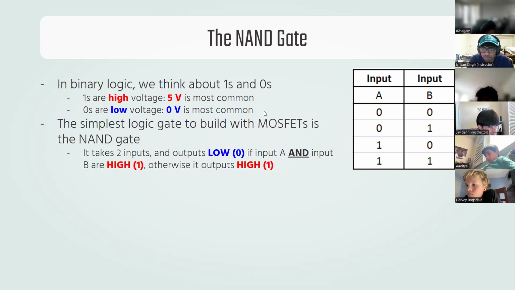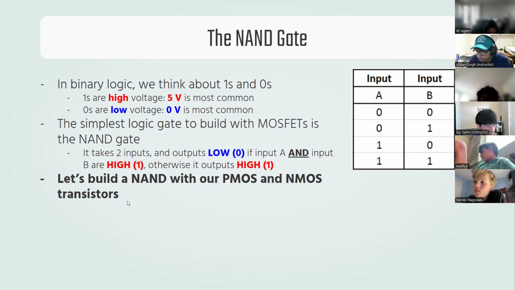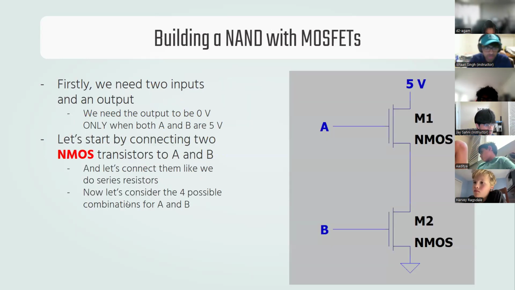So the simplest logic gate to build is not the AND gate or the OR gate that some of you might have heard of, but actually the NAND gate. And the NAND gate does this. If I have 0 and 0 as my inputs, I spit out 1. If I have 0 or 1, I spit out 1. If I have 1 or 0, I spit out 1. But if both my inputs are high, if I have two 5-volt inputs, I spit out 0. So let's try to build a NAND gate with our transistors.